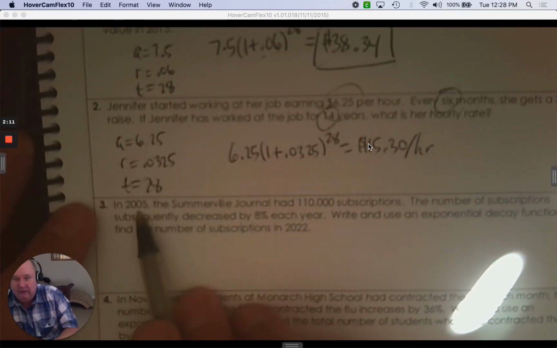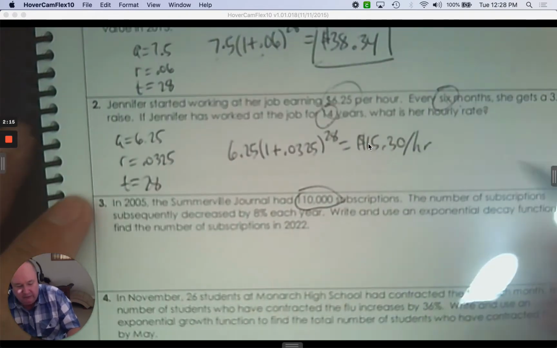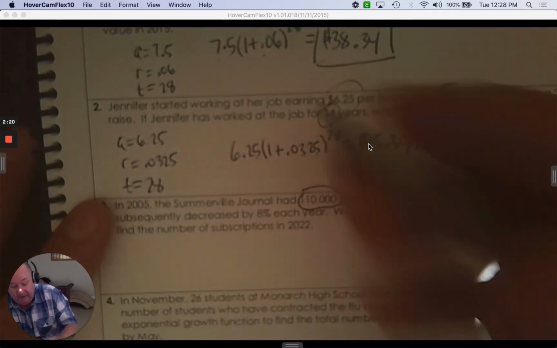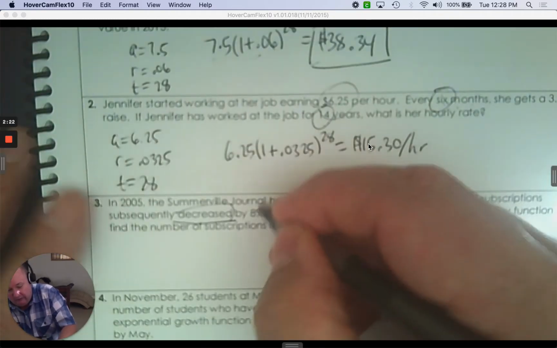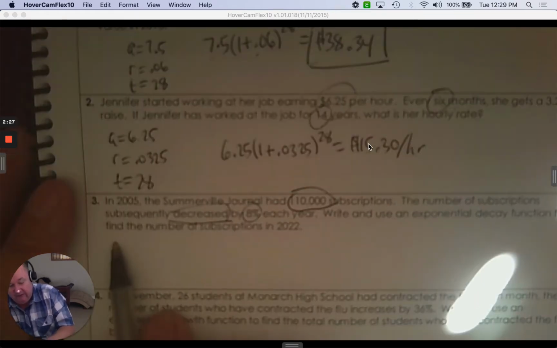Number 3. In 2005, the Somerville Journal had 110,000 subscribers. The number of subscriptions subsequently decreased. Well, that's important to know, by 8%. Write and use an exponential decay function to find the number of subscriptions in 2020.